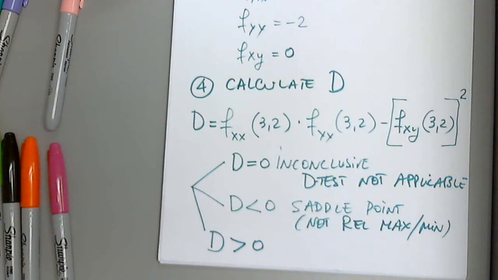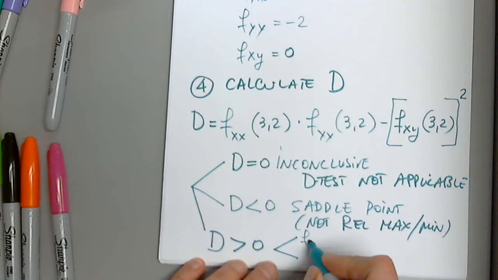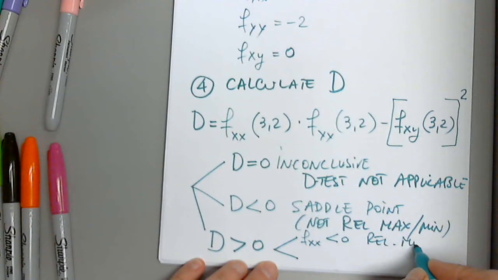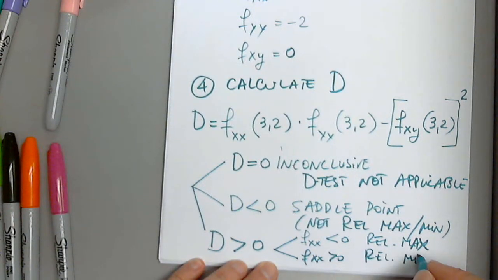If fxx is negative, the function has a maximum. If fxx is positive, the function has a minimum. Ready? So let's write the two options. fxx negative, relative max. I meant to say max, I'm sorry. fxx positive, relative min.